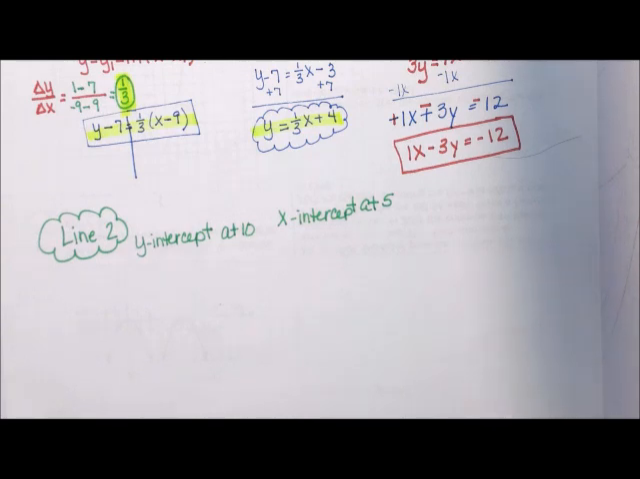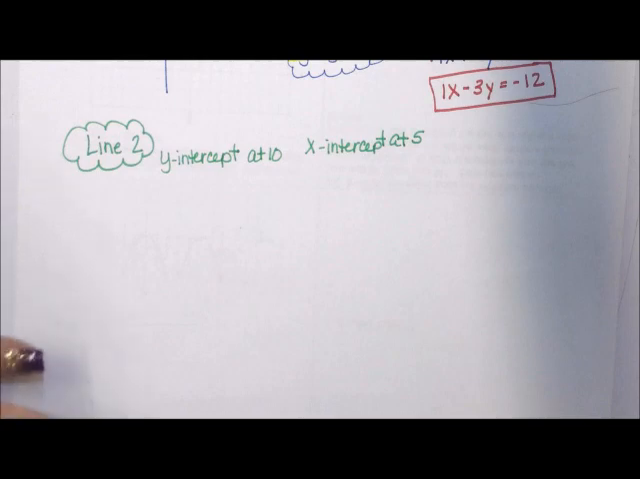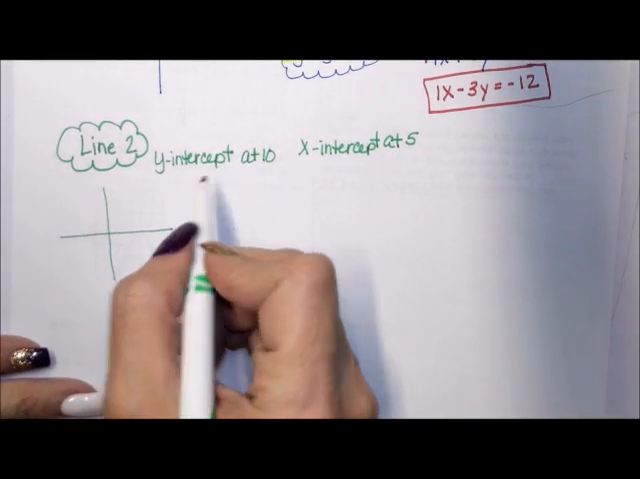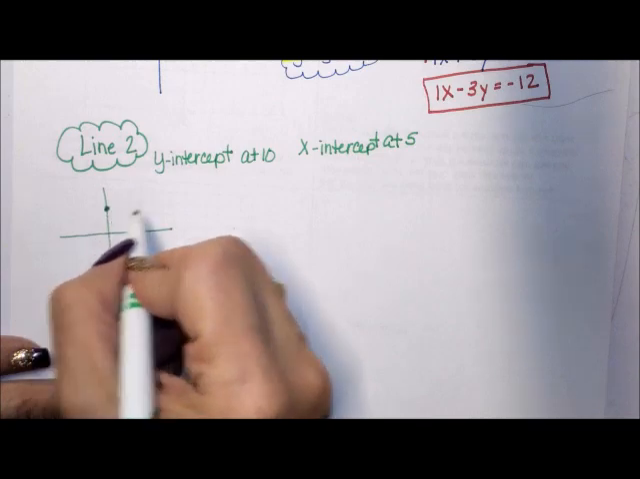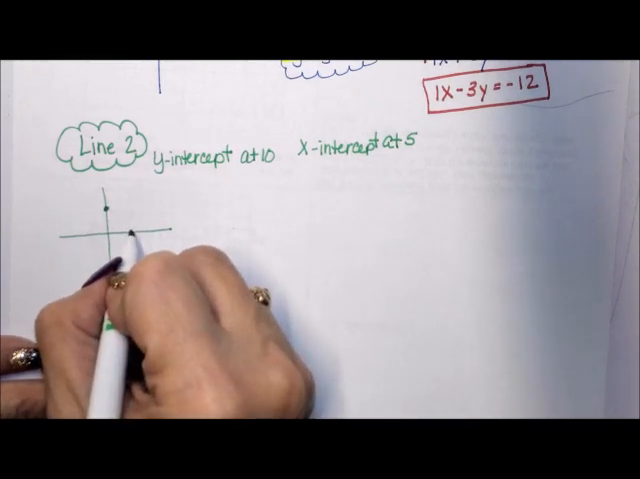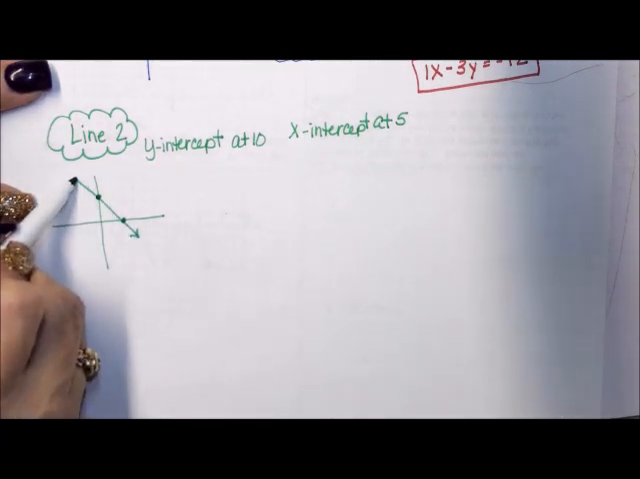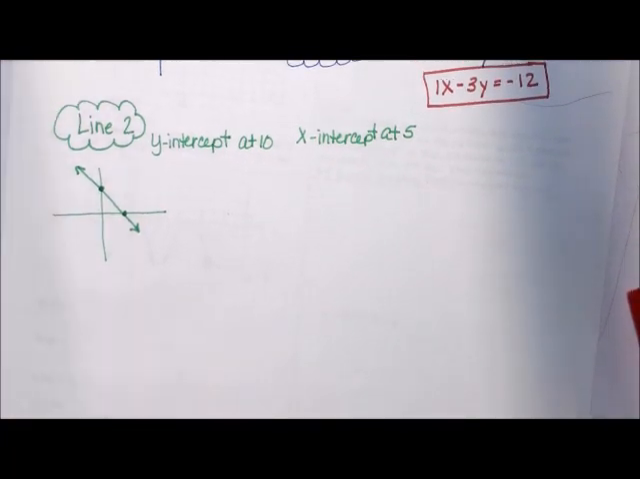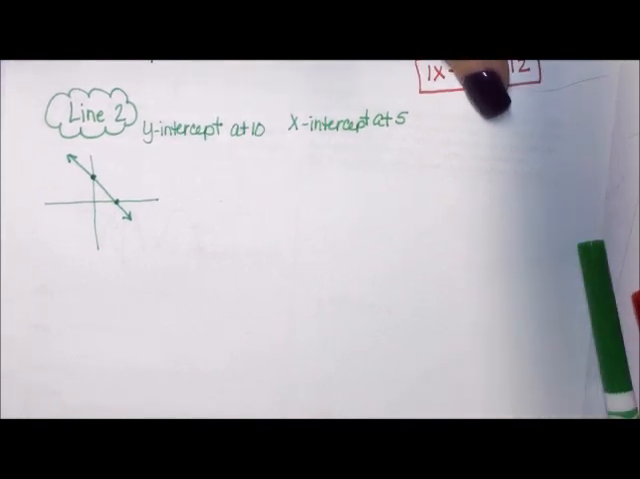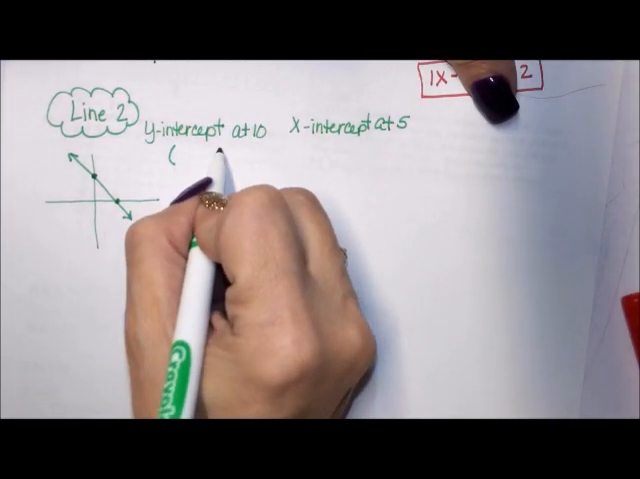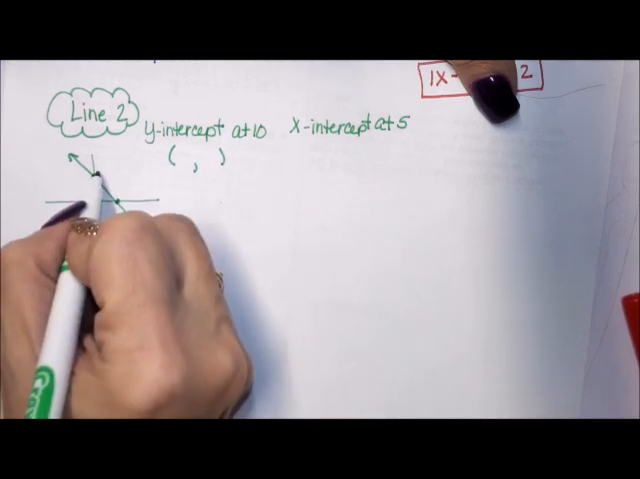All right. So I'm going to have to do a little bit of thinking. So here's what I've got. I've got a line. The y-intercept is at 10. The x-intercept is at 5. So my line looks something like that, right? Well, in order to solve it, I have to have 2 points. If the y-intercept is at 10, that means this is 10.